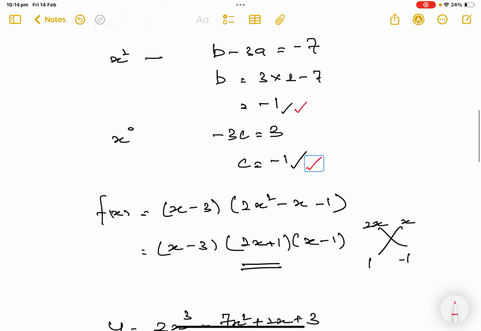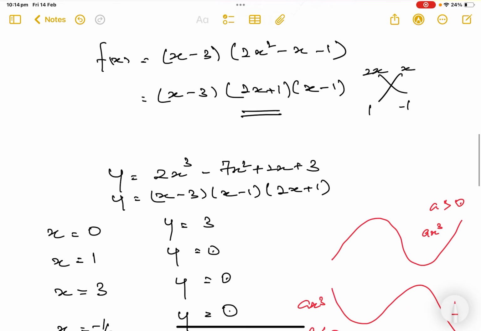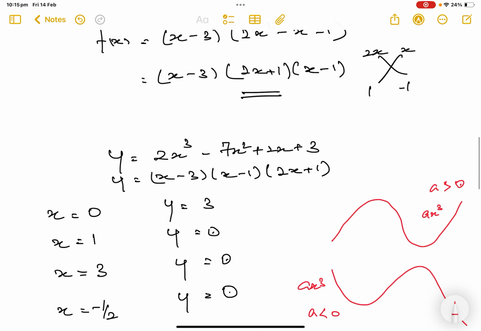So that's all done. f(x) is now (x − 3)(2x² − x − 1). That's a quadratic function, can easily be factorized, so I just put it across: 2x and x, and −1 and 1. So the factors are x − 3, which was given, and we found these factors, 2x + 1 and x − 1. So the cubic function factors in linear form.